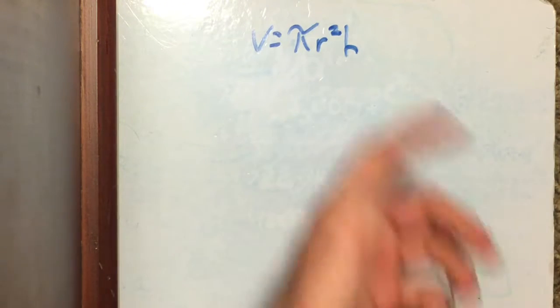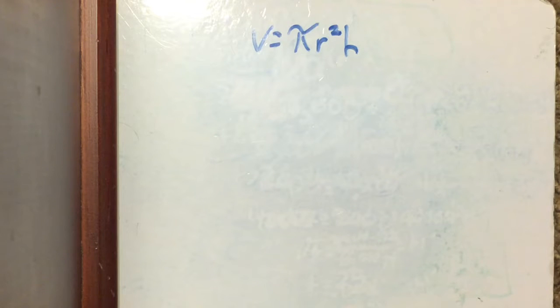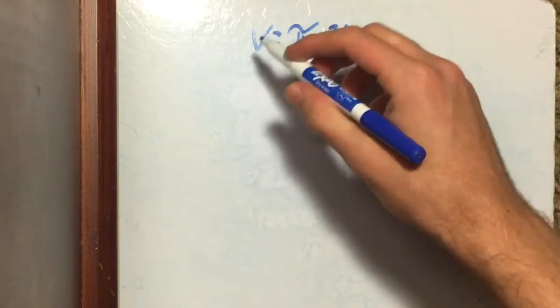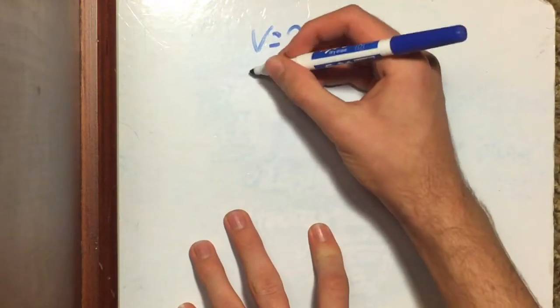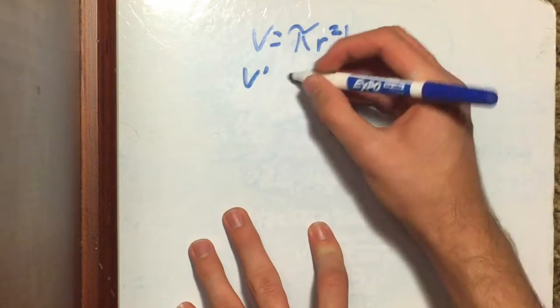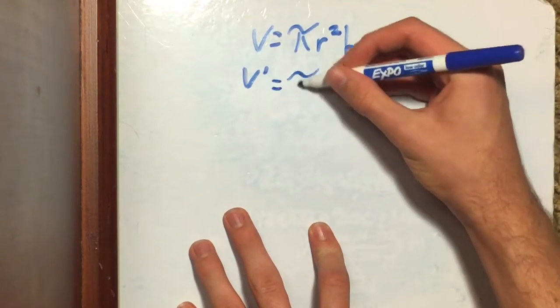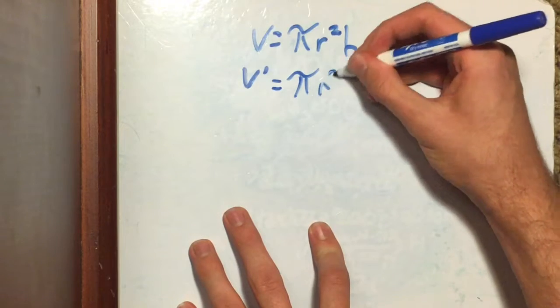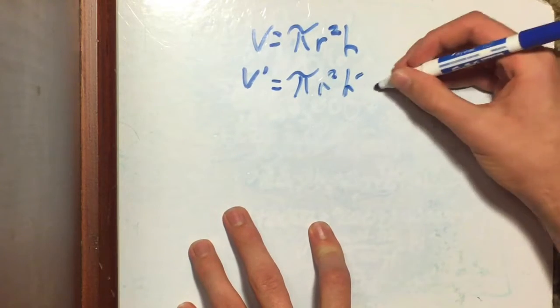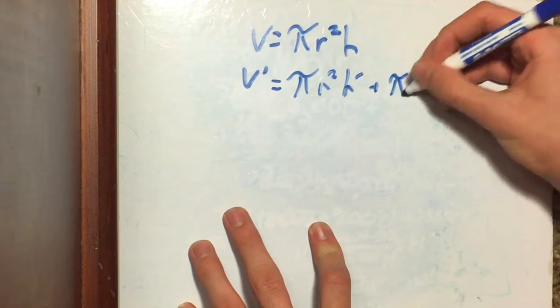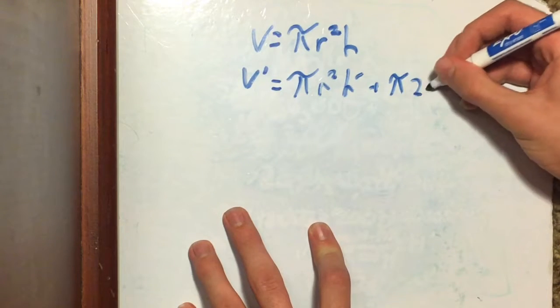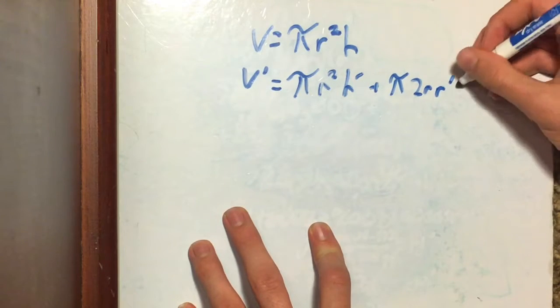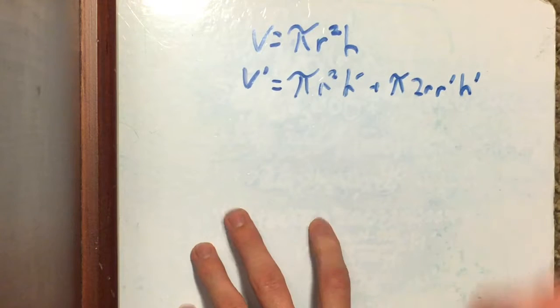That tells us the volume, but obviously that's not useful. We want to find the derivative of h, the change in height. So why don't we do that? Find the derivative of both sides. So then we get V prime equals pi r squared h prime plus pi 2r r prime h.